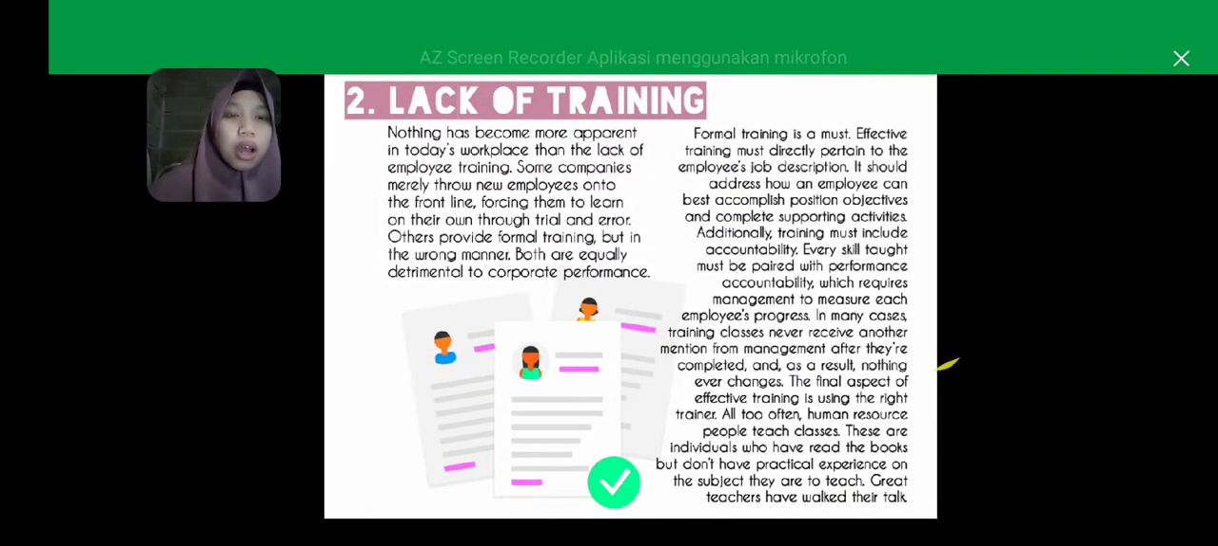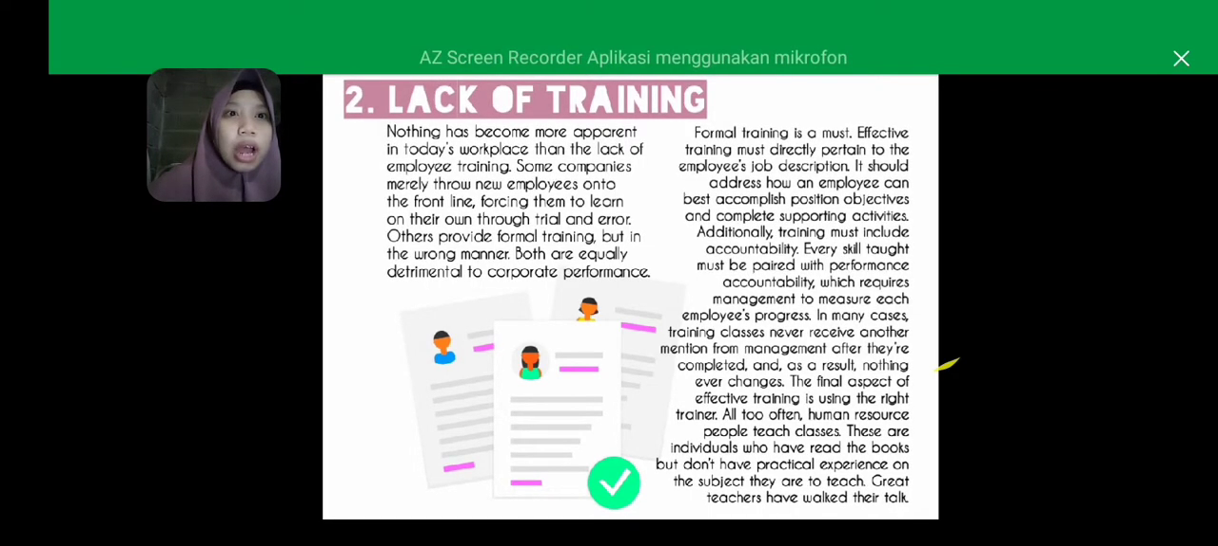Second, lack of training. Nothing has become more apparent in today's workplace than the lack of employee training. Some companies merely throw new employees into the front line, forcing them to learn on their own through trial and error. Others provide formal training, but in the wrong manner. Both are equally detrimental to corporate performance. Formal training is a must.